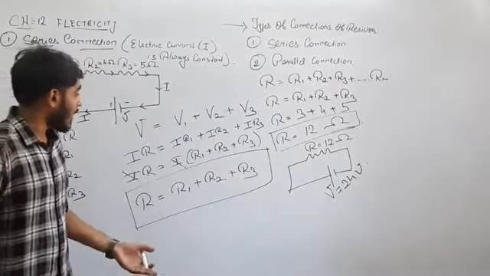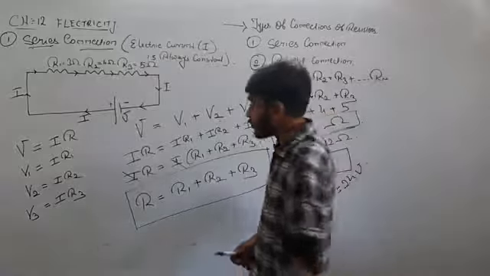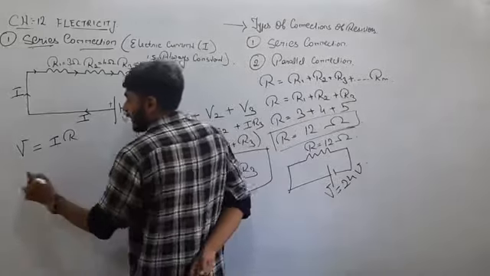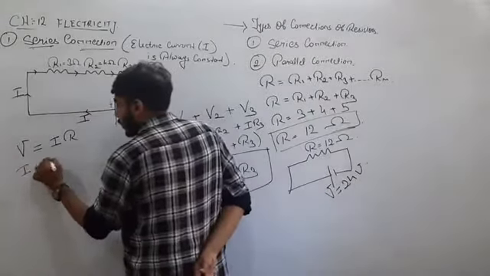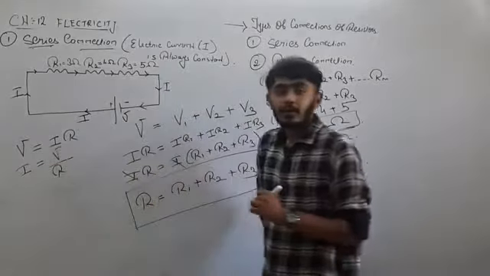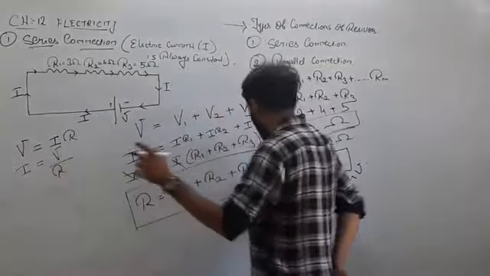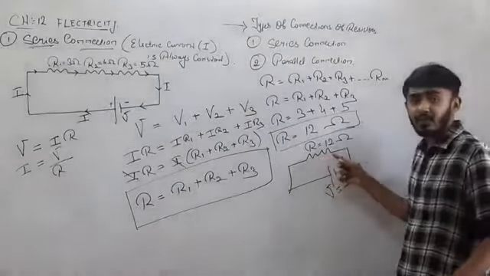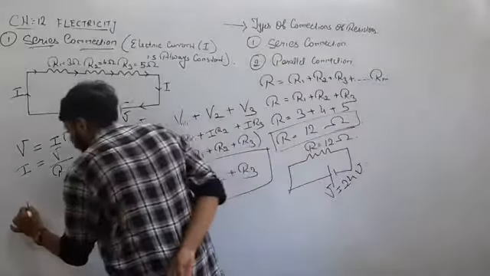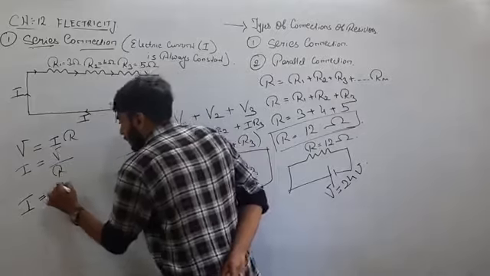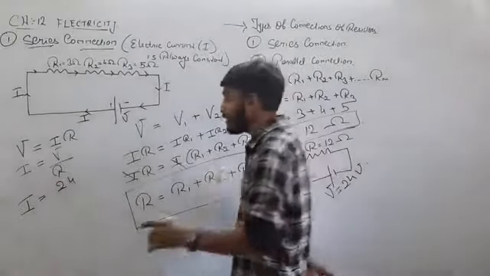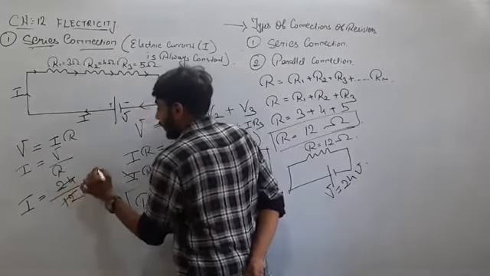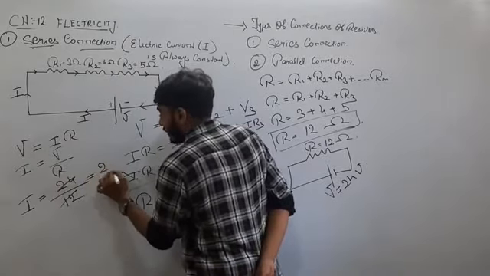Then we know the general formula V equals IR, and we need to find the electric current. Then I can write electric current I equals V upon R. Now we know the voltage is 24 V and the resistance is 12 ohm. Substitute the values in this equation. I equals V, which was 24, upon the resultant resistance we got, 12. Cancel these if it is possible, otherwise leave that as it is. Then the answer is 2.